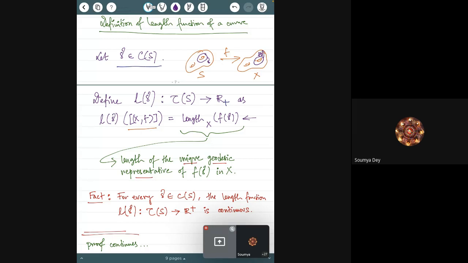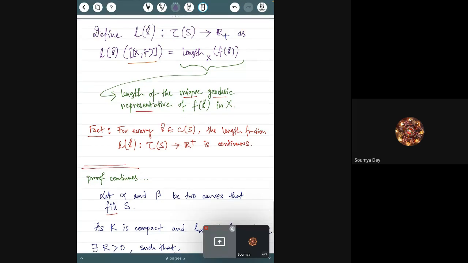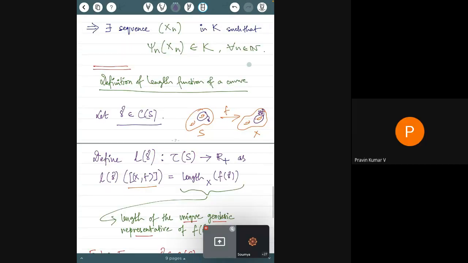Okay, so this is the definition of a length function, and it's a theorem that for any simple closed curve gamma, the length function is continuous. So L gamma is continuous. We'll be using this fact now in the proof. So let me go to the last part of the proof where we left.